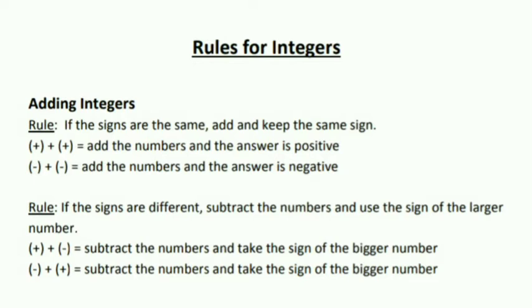Rule number 2, if the signs are different, subtract the numbers and use the sign of the larger number. Positive plus negative, subtract the numbers and take the sign of the bigger number. Negative plus positive, subtract the numbers and take the sign of the bigger number.